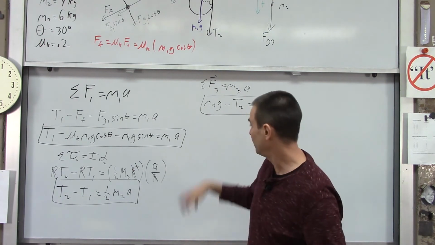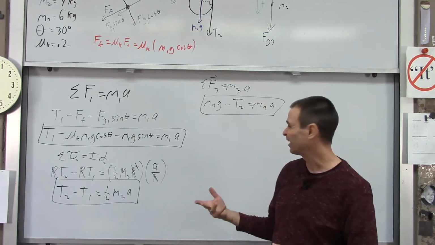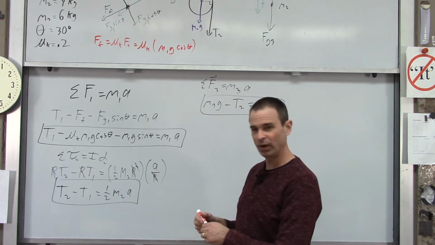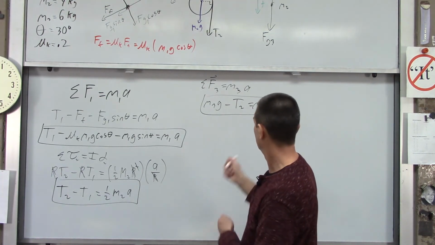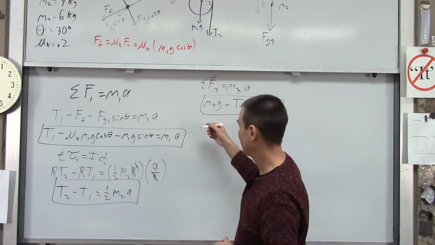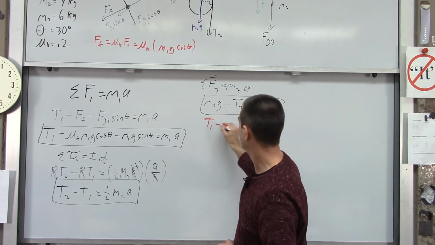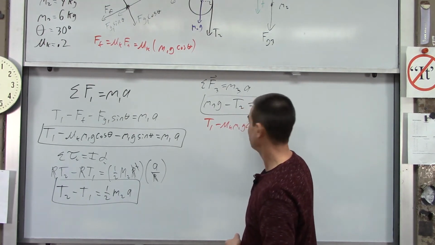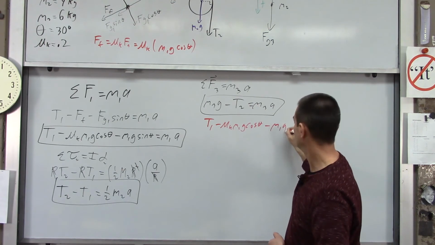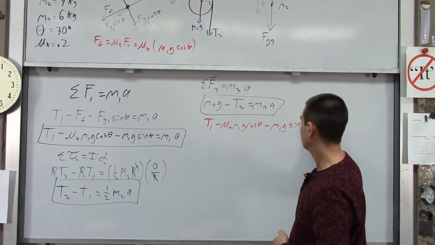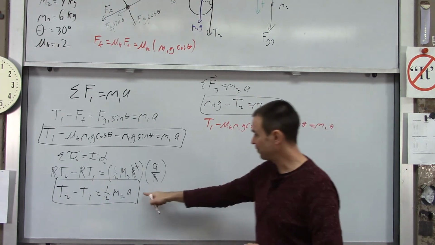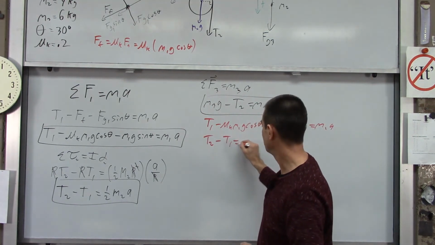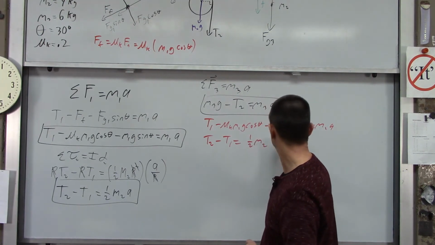Now, there's lots of ways that you can solve these 3 equations. I'm trying to get A by itself. I'm going to simply add them together, okay? Now, I'll write them one after the other. So I'll write this one first, and I'll write this one underneath that one. So we've got T1 minus mu sub k m1g cosine theta minus m1g sine theta equals m1a. And I'll write this one directly underneath that one. T2 minus T1 equals 1/2 m2a.